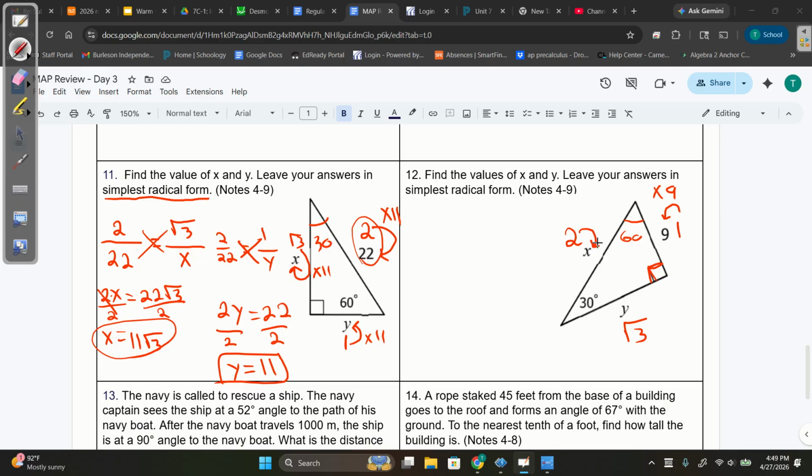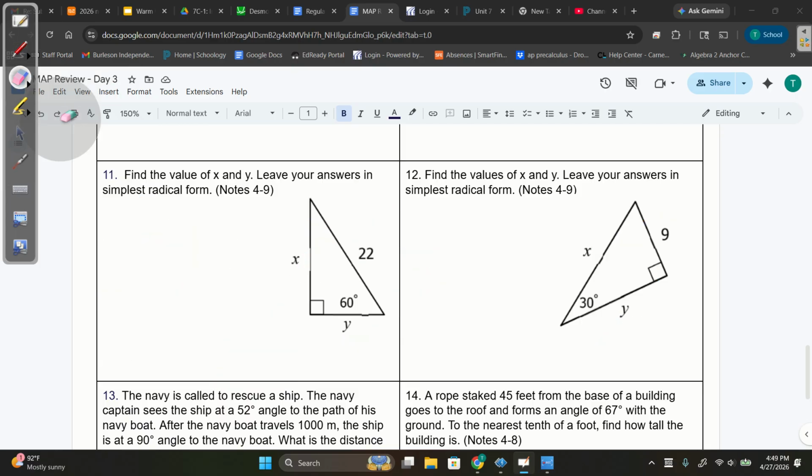2 times 9 is 18. So x is going to be 18. For here, square root 3 times 9, because I'm not multiplying by a square root, nothing special is going to happen here. The 9 is going to go in front, and the square root 3 is going to stay square root 3. If you wanted to do the ratios, you would end up still with the same answers. Let's do 13 and 14, and then you will be done.